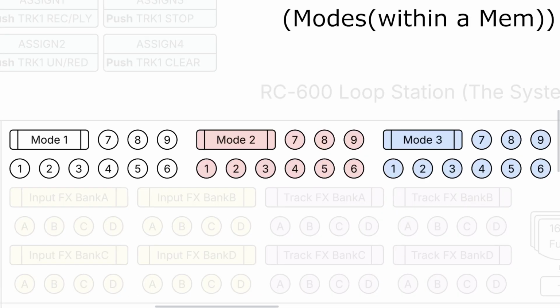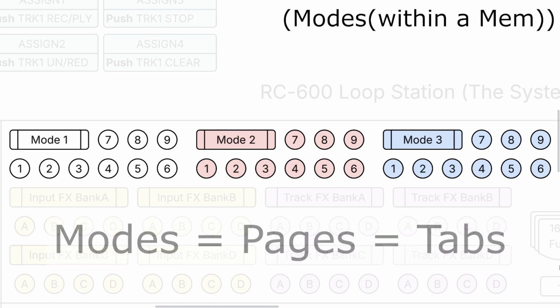Well, no. There are 3 modes in any one memory. So I actually have 27 buttons I can give control functions or assigns to. And here's the simple truth. Modes are not some crazy way of interacting with the pedal in different ways when you're, say, in your bedroom versus on stage. Instead, it's just pages. It's just tabs. The 3 modes we have are just access to more buttons.